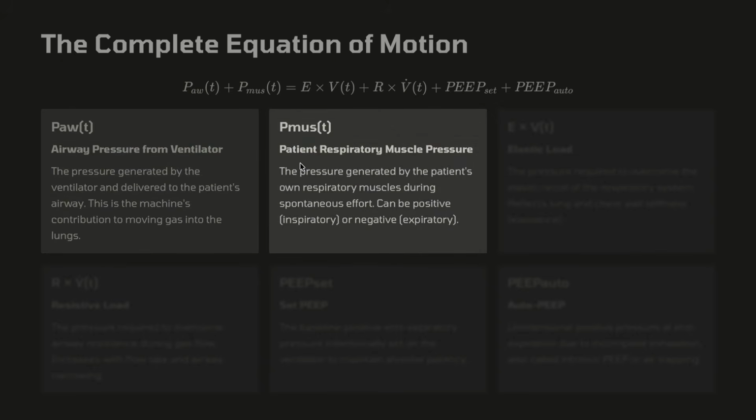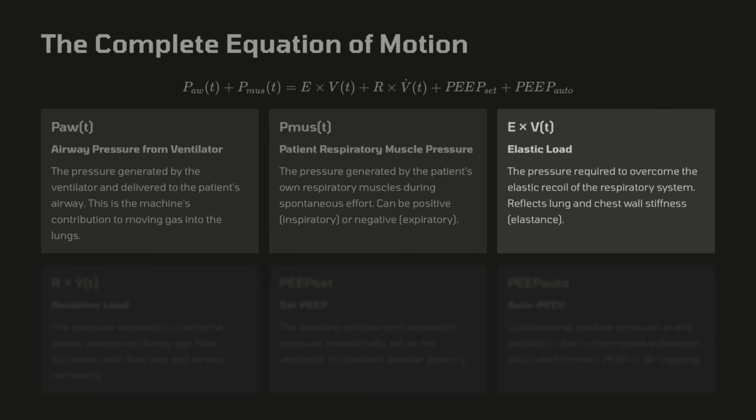Next is the patient's muscle effort. This is the pressure generated by the patient's own respiratory muscles. This is if the patient is in a spontaneous mode. Next is the elastic load. This is the pressure required to overcome the elastic recoil of the lungs and the chest wall.